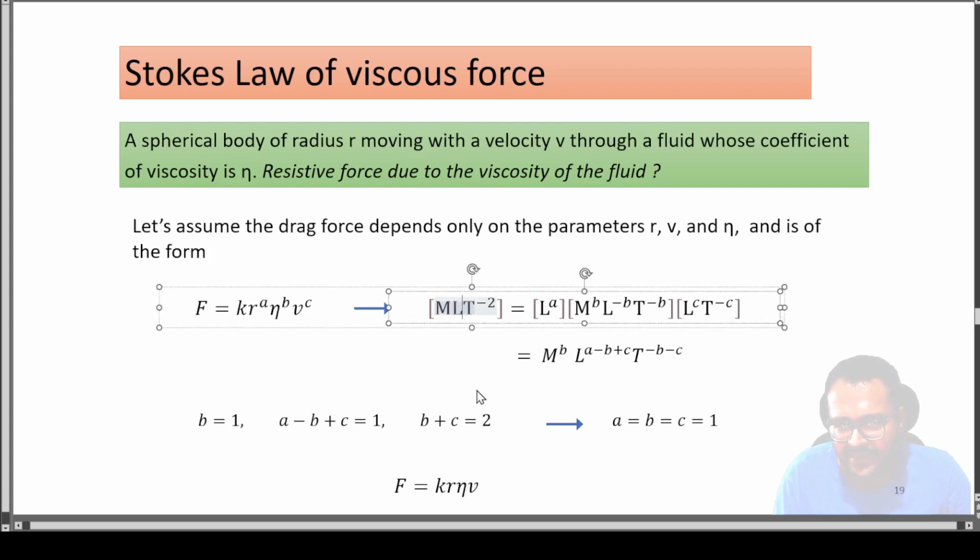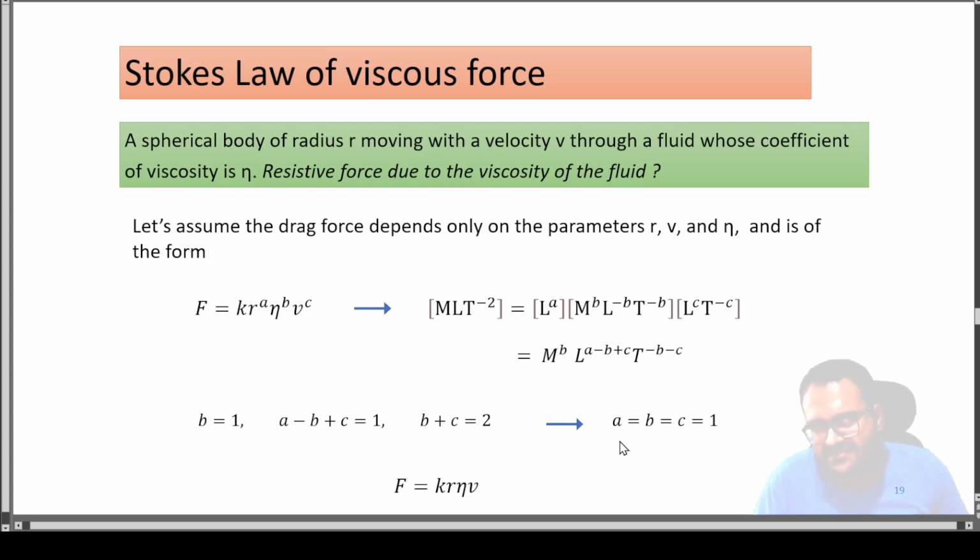Compare the power of L. Left hand side the power of L is 1. So here the power is a minus b plus c. So that means a minus b plus c is 1. T is minus 2 here as a power. Here it's minus b minus c. That means b plus c is 2. And if you just solve the three linear equations, you get a equals b equals c equals 1. As simple as that.